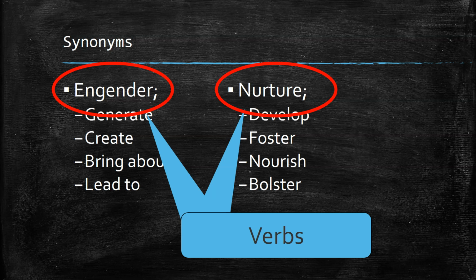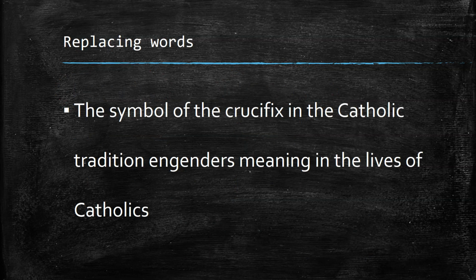Remember, the words engender and nurture are verbs in this context. So they create something, they lead to something, they develop something, they nourish something. Just like any other verb, it's doing something to something else. So let's look at a really basic example that wouldn't get you very far. Here's a really simple example of a symbol in the Catholic tradition, and the words engender and meaning are sort of slapped into this response in the hope that it's going to score marks.